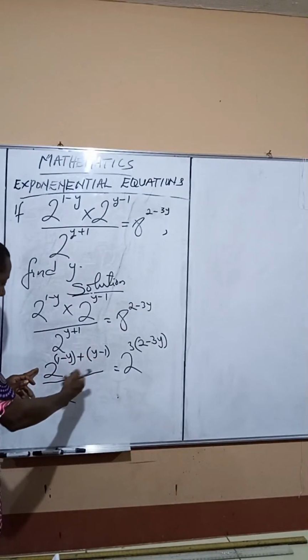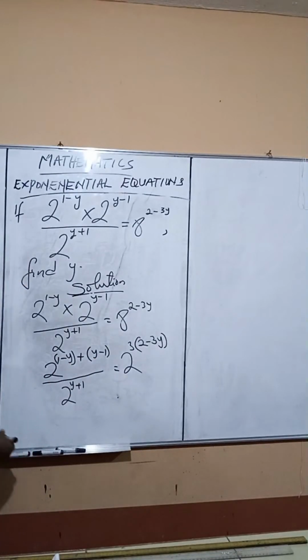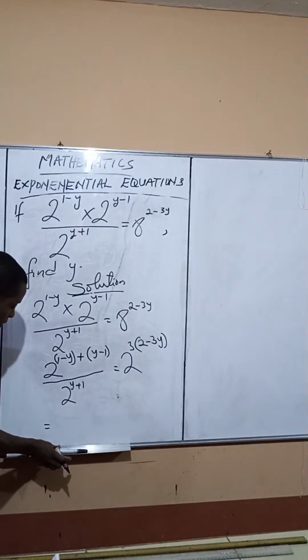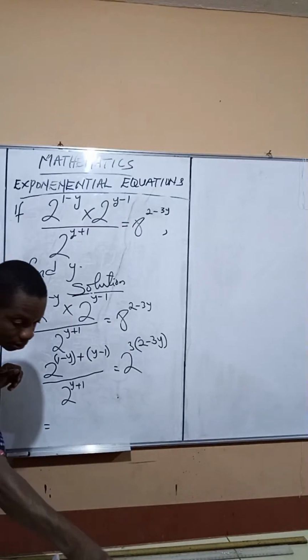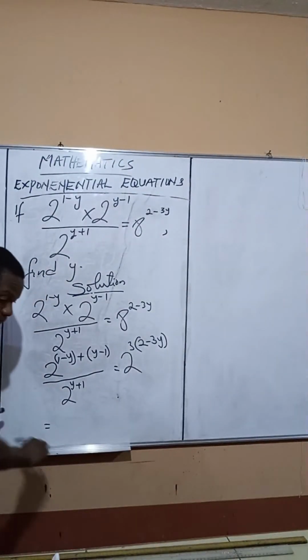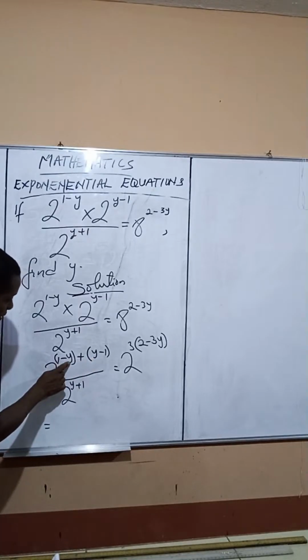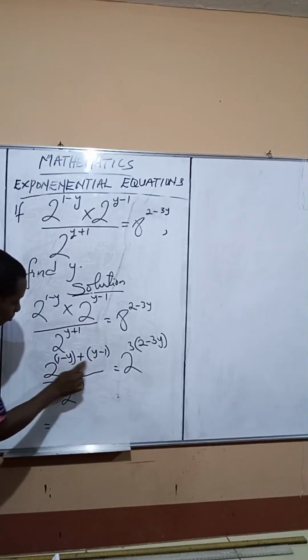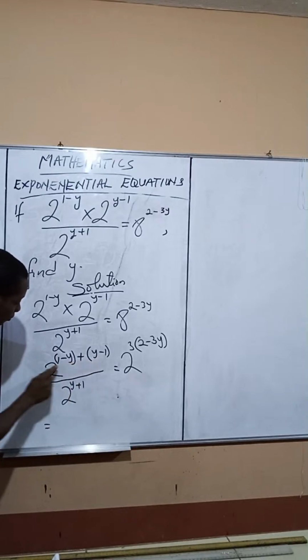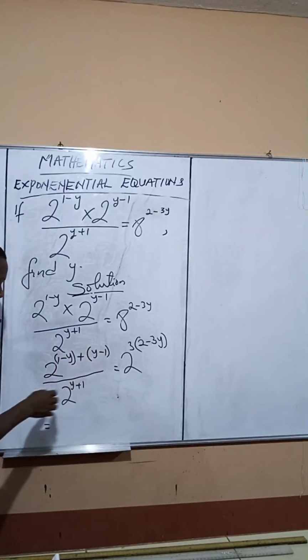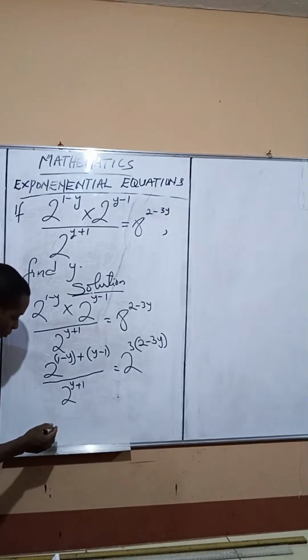Now that we have gotten this, we are going to proceed by using this. Let me drop these markers here. We are already aware that this 2, we cancel this, okay? y minus y plus y is 0. Then 1 minus 1 is also 0. It's gone, which means we have 2 raised to 0.